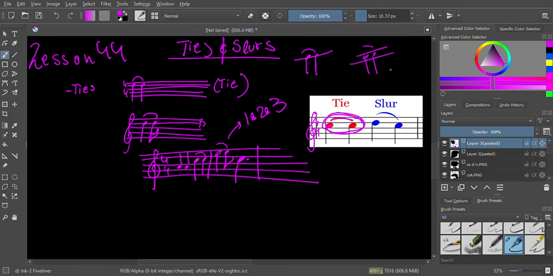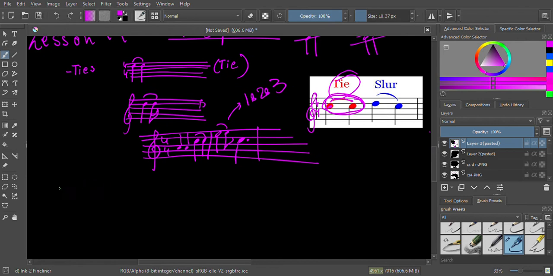So when I draw a circular line between two notes of the same pitch, it is called a tie. And when I draw that circular line between two notes which are not of the same pitch, it's a slur. Now let's get into slurs. So slurs. So let me draw a staff here. Let me whip up a staff here once.